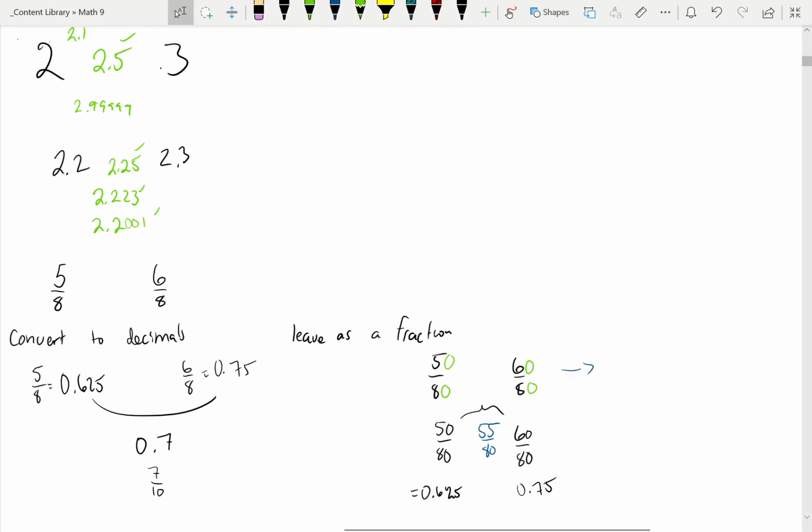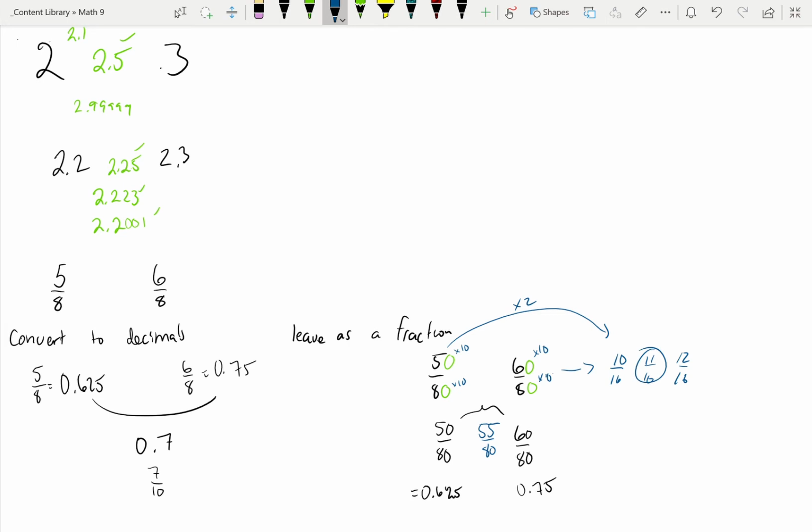Another way you could do this is to just simply double everything. This was I multiplied everything by 10, top and bottom. But I could also do this as 10/16 versus 12/16. And how I would get to there is I'm multiplying everything by 2. And then from here I have 11/16 is the one that fits in between those.